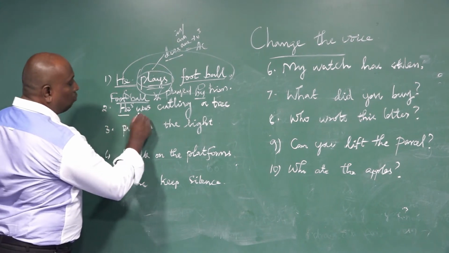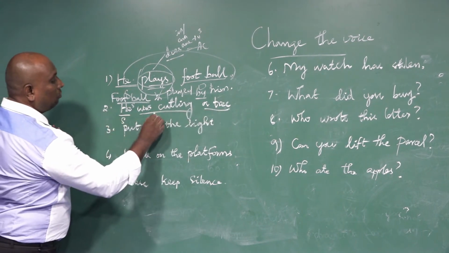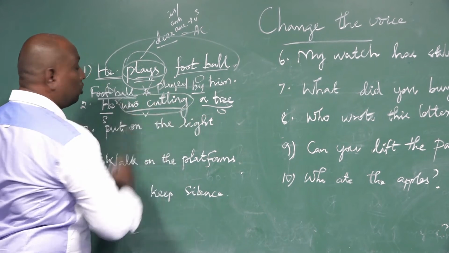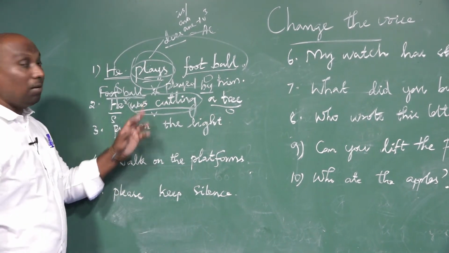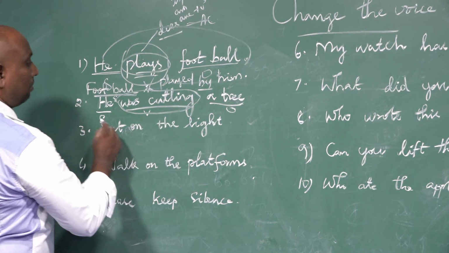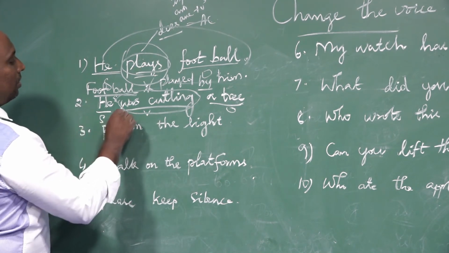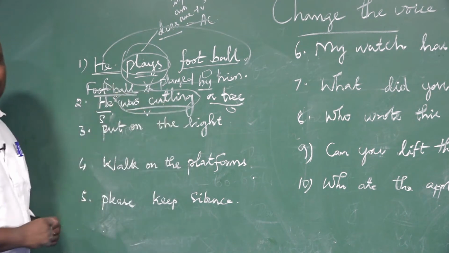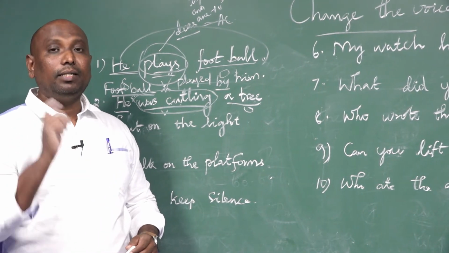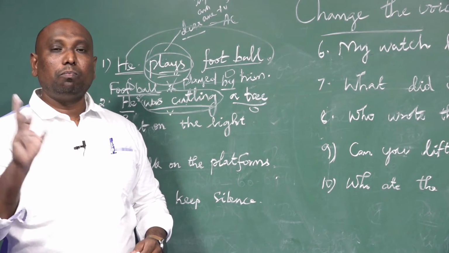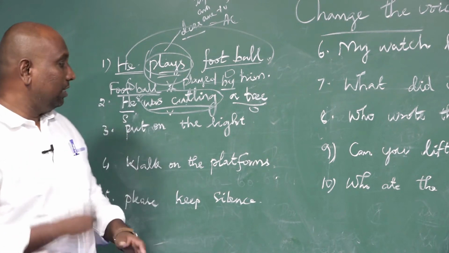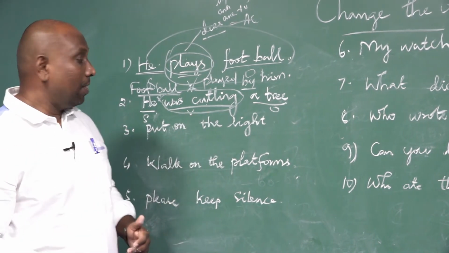Next question: he was cutting a tree. So subject, verb, object. "Was cutting" very clearly emphasizes the tense: past continuous tense. For making past continuous passive, what auxiliaries are required? Was being, were being. So "a tree" will come in the place of the subject: a tree was being cut. What is the third form of cut? Cut, cut, cut. Many of the verbs which end with T retain the same form: cut, put, hurt. These verbs repeat the same, so we should not change them.